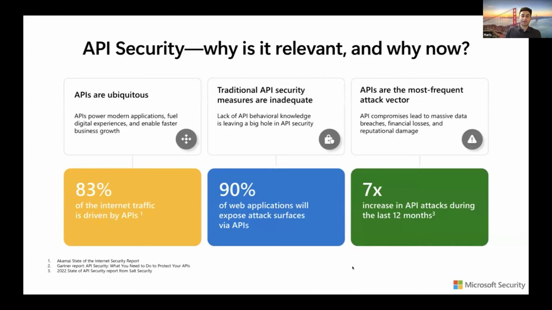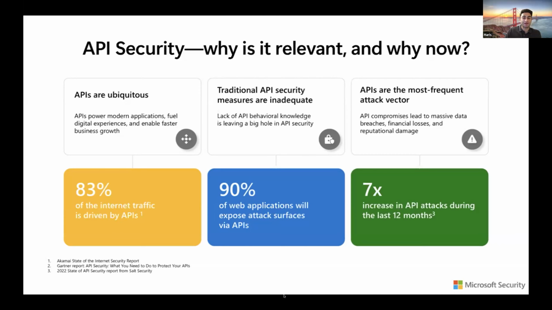The first one is that the majority of web traffic nowadays is actually driven by APIs, with some studies even pointing out that 83% of internet traffic is now driven by APIs. And the reason for this is that more and more, as we move away from more monolithic style application architectures to more microservice-based architectures, this has really led to this proliferation of APIs within organizations.